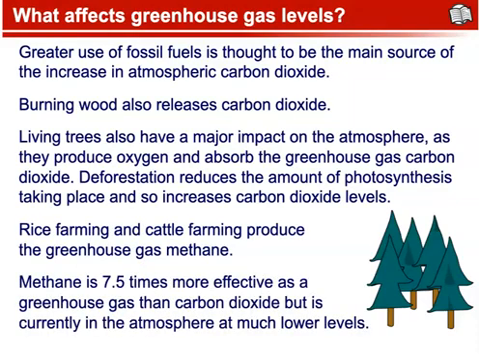Rice farming and cattle farming produce the greenhouse gas methane. Methane is 7.5 times more effective as a greenhouse gas than carbon dioxide, but is currently in the atmosphere at much lower levels. Fossil fuels are carbon-based materials that formed over millions of years from the remains of ancient plants and animals. Fossil fuels and oxygen are burned to produce carbon dioxide and water.